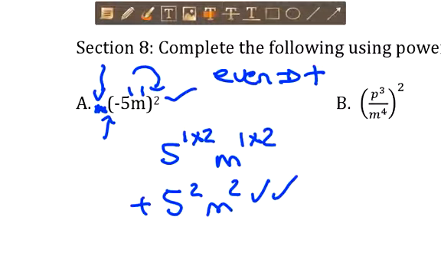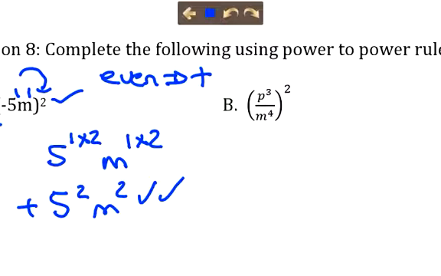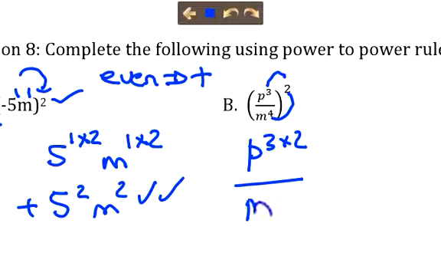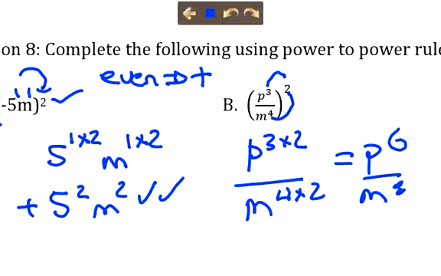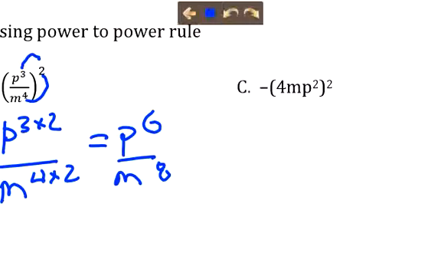This one's a little bit easier. Just because there's a fraction doesn't mean there's any different rule. The exponents are always going to multiply with the outside exponent. So here you would get p to the 3 times 2 and m to the 4 times 2. So you get p to the 6 and m to the 8. And sorry, that should say 8. Let me fix that. That's better. And that's it. That's all you can do. You're done. Okay, next one.